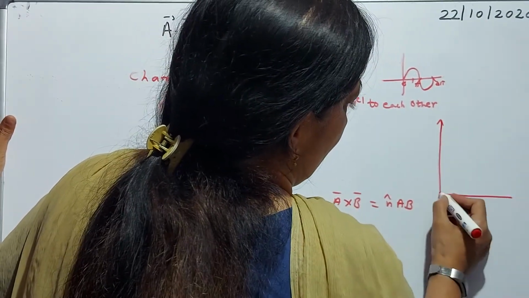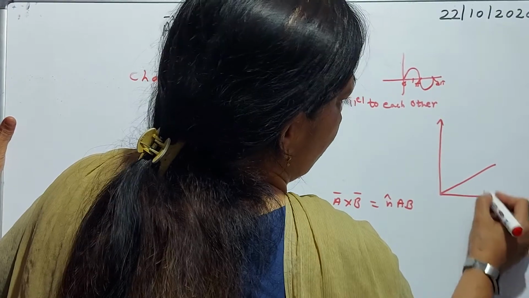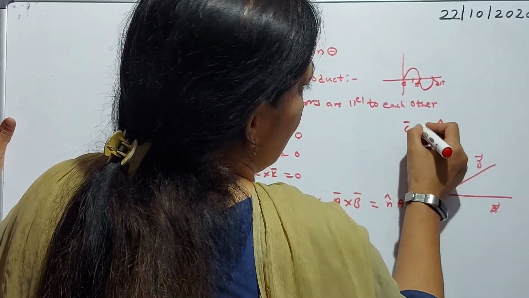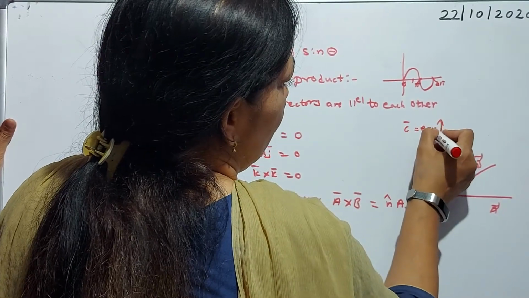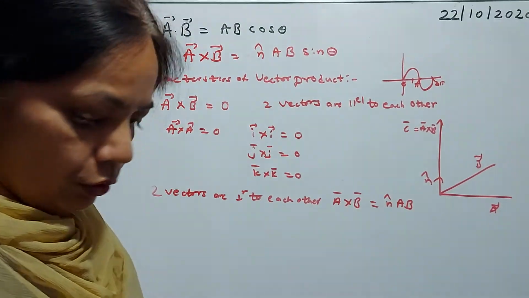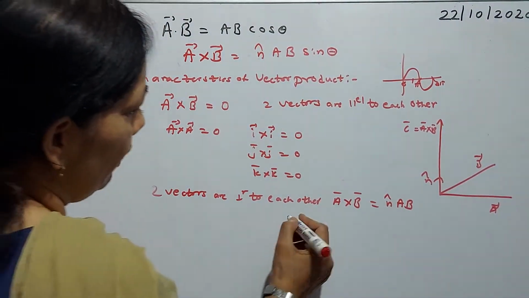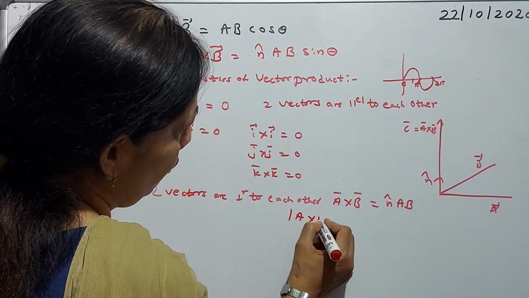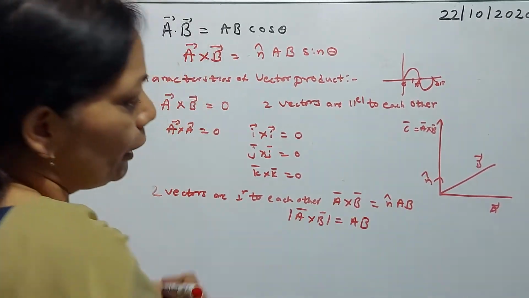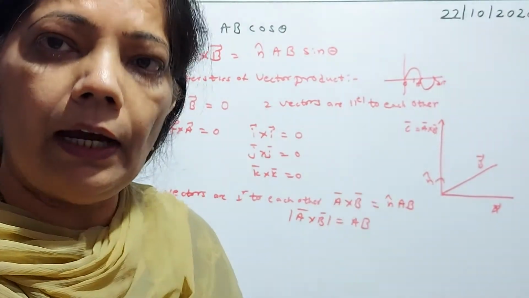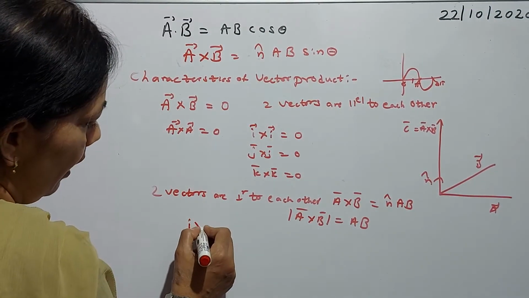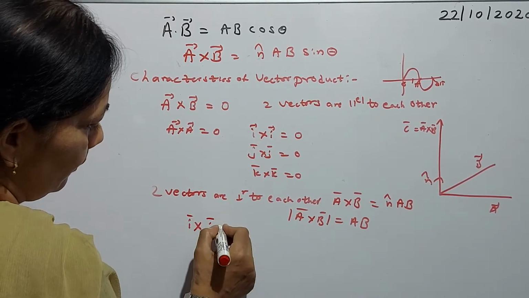Suppose this is vector A, this is vector B, this is n cap, and this is C equal to A cross B. Understood? So how will this help me? The magnitude of A cross B will be the product of the magnitudes of vector A and vector B, correct? This will help me prove I cross J.